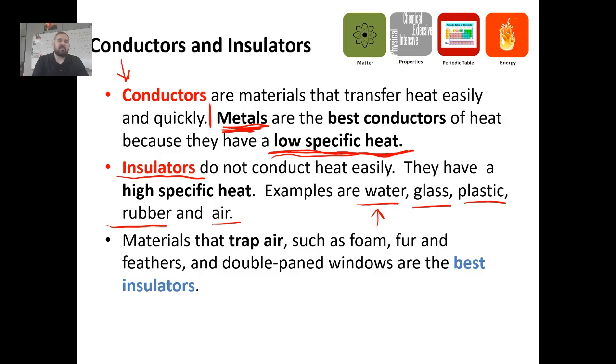Materials that trap air, such as foam, fur, and feathers, are the best insulators. Who here has ever used a Yeti, like one of those Yeti coolers? All right, you've seen those coolers. You put something in those, and it stays cool all day. That's because of the design and all that air that's trapped on the inside. That air is a very good insulator, and it'll absorb a lot of that heat. Keep it from entering your box.